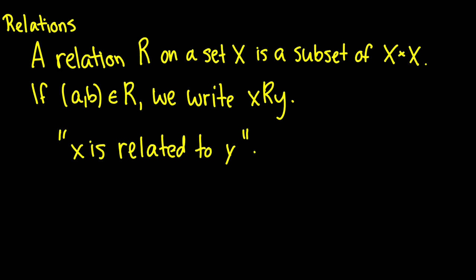So a relation R on a set X is a subset of X cross X, meaning it has two elements in X. So we say that if element (a, b) is in this relation, we would write x R y, which means that x is related to y. This might also be written as R(x, y) as a function, since relations are functions.